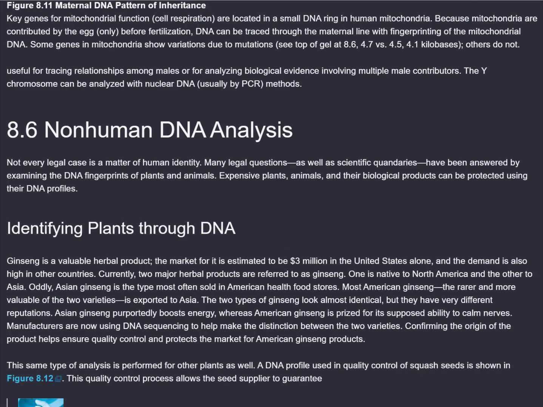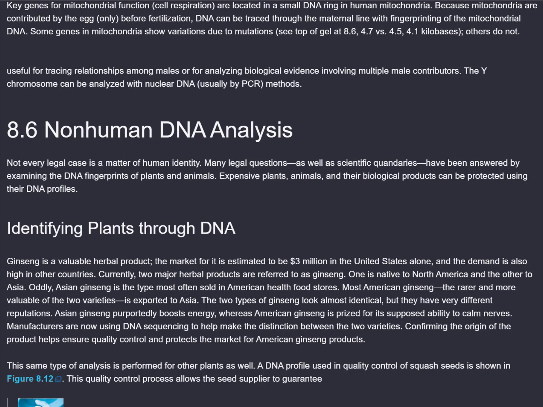Figure 8.11 Maternal DNA pattern of inheritance. Key genes for mitochondrial function, cell respiration, are located in a small DNA ring in human mitochondria. Because mitochondria are contributed by the egg only, before fertilization, DNA can be traced through the maternal line with fingerprinting of the mitochondrial DNA. Some genes in mitochondria show variations due to mutations. See top of gel at 8.6, 4.7 versus 4.5, 4.1 kilobases, others do not.